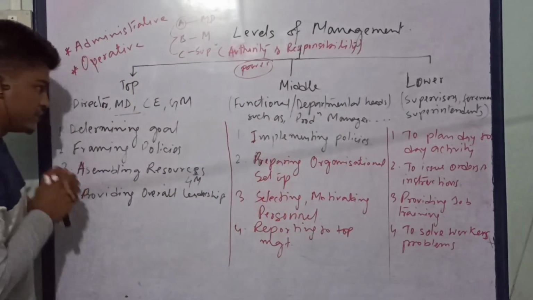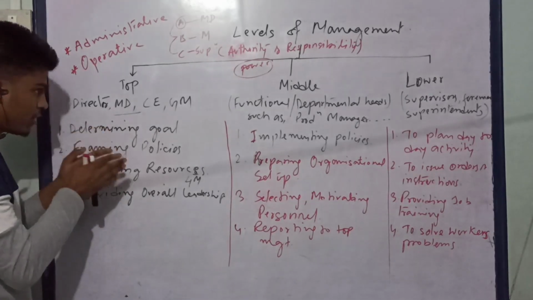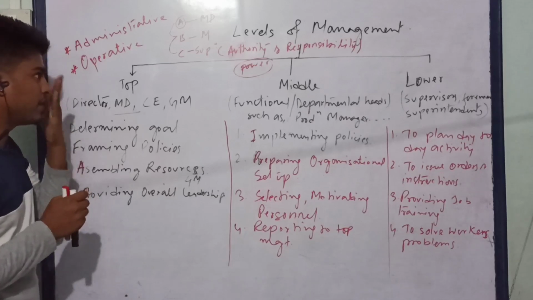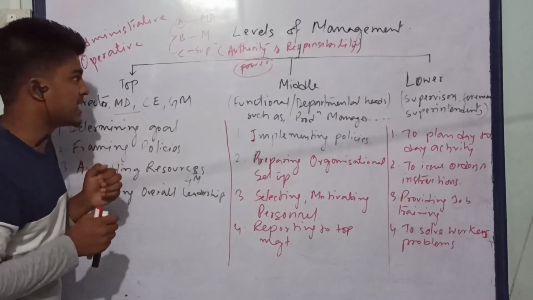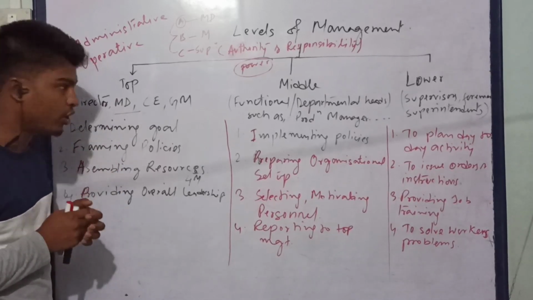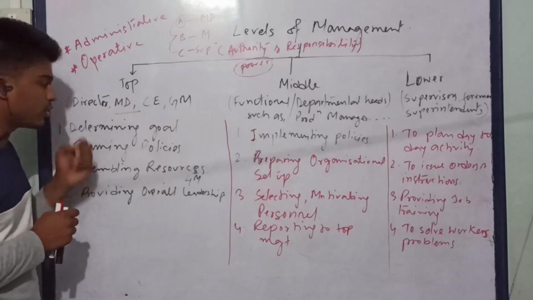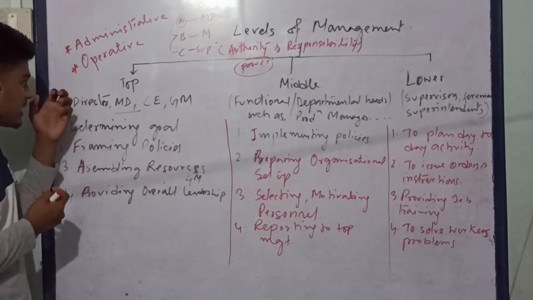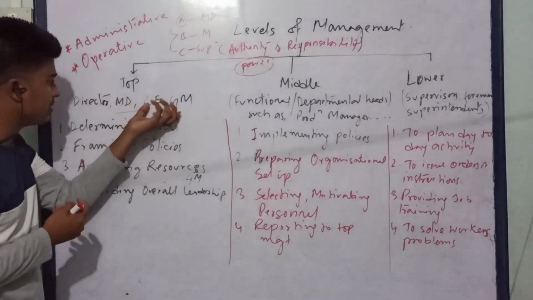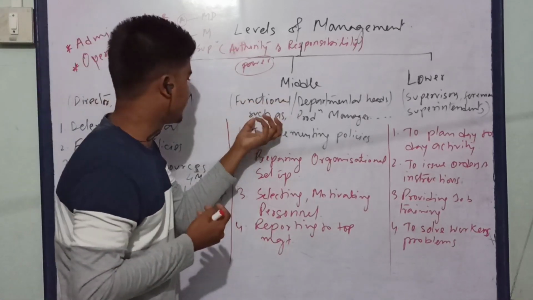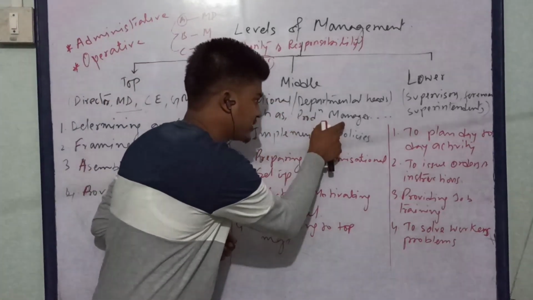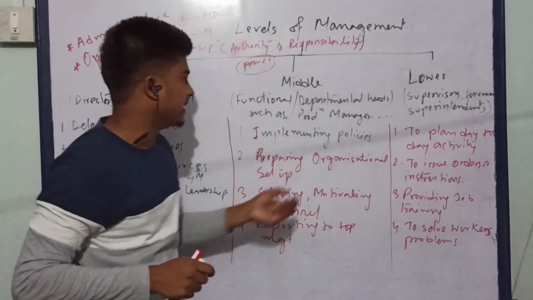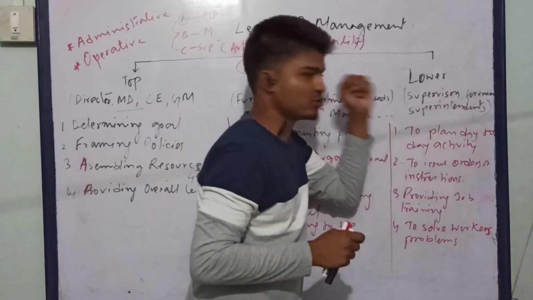Now we will see what are the functions of top, middle, and lower level management. See, in your exam, a question may ask what is levels of management, or write two positions that come under top level or lower level or middle level. Then the answer is, if it comes under top level, then director, MD, CE, or GM. If middle, then functional head. For example, I have written here production manager, or you can write finance manager, marketing manager, or HR manager. And third one, lower, supervisors, foremen, and superintendent.